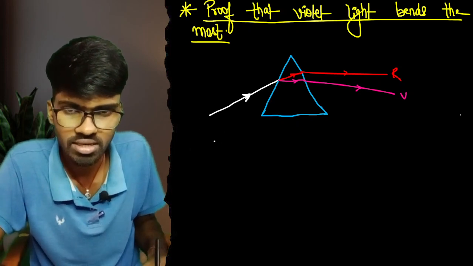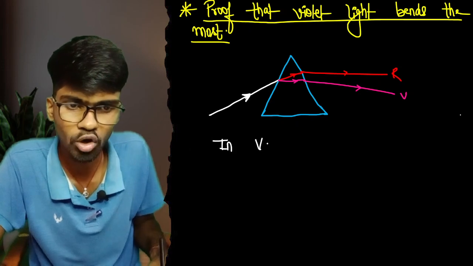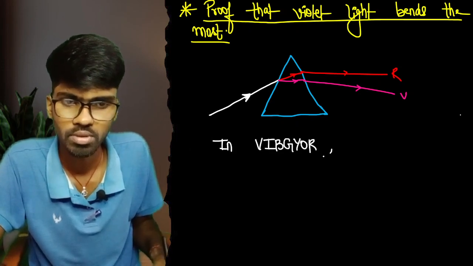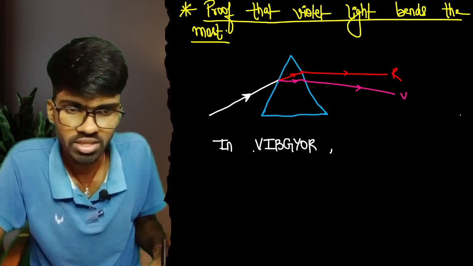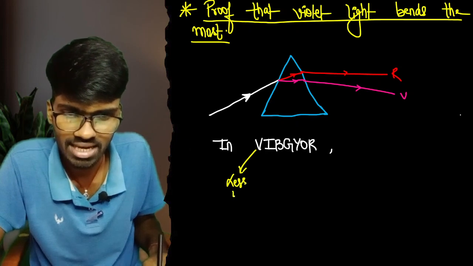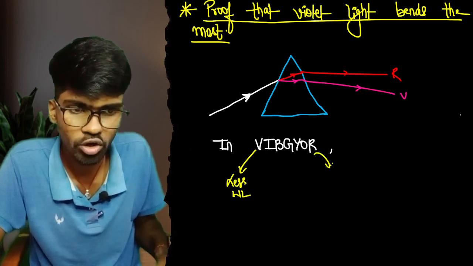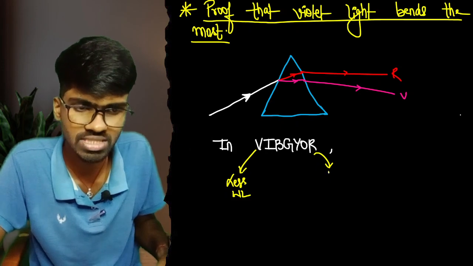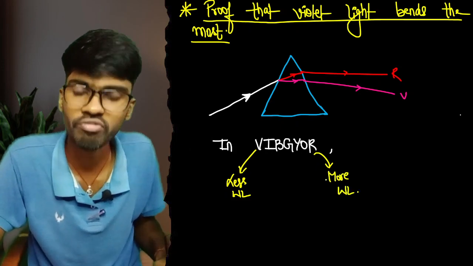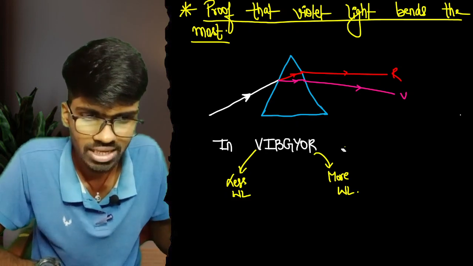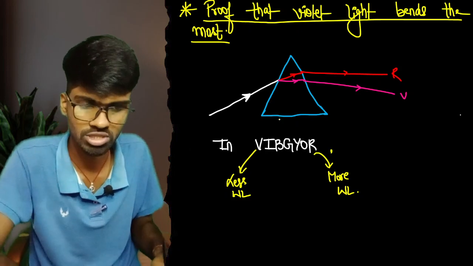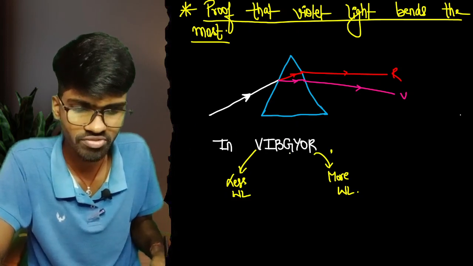So we can say that in VIBGYOR, the wavelength of violet is least, so it has less wavelength, and that of red is maximum, meaning it has more wavelength. Okay, so the first fact or first point is this. You should keep it in mind for further discussion about this topic.